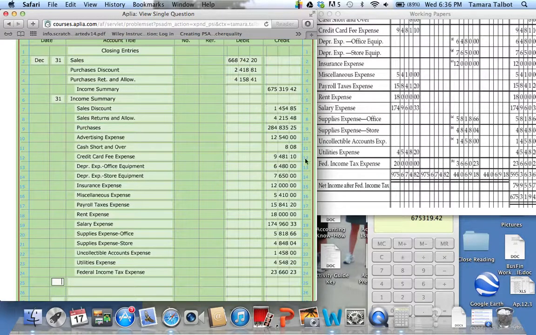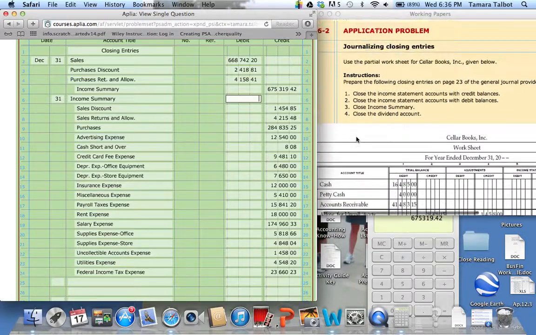All right, I'm going to let you go ahead and add all these up yourself, and then you'll put the total right here because your debits always equal credits. Okay? The next one that we will close, our next closing entry, is to close income summary.